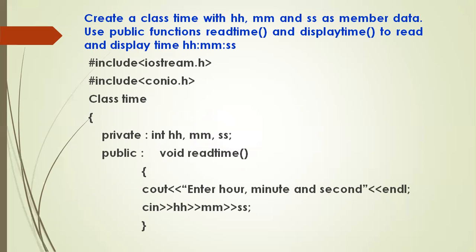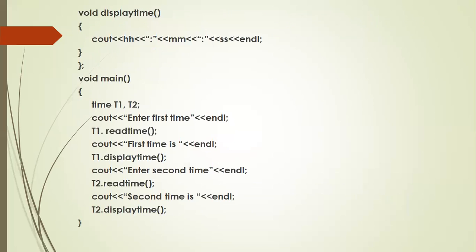Second function is void display time. Here I want to display the time in the format: first hour, colon, then minutes, then again colon, then seconds. So it will display the time just like your digital clocks.